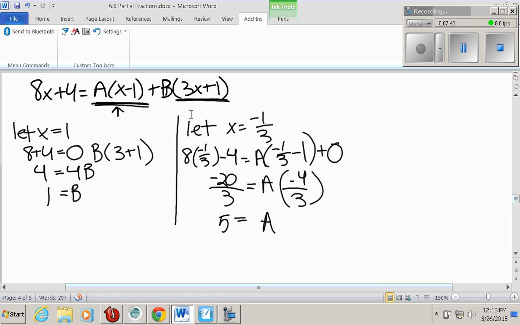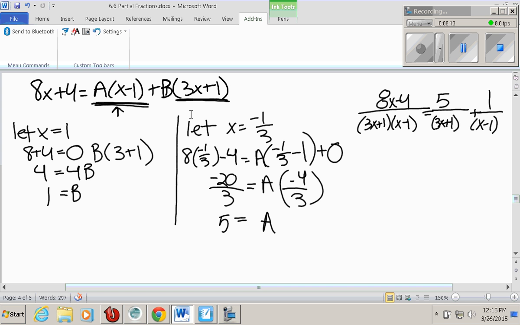So over here, we can go back to our decomposed fraction. Just plugging it in. And then our final results. We can't forget about the 2x plus 3 plus 5 over 3x plus 1 plus 1 over x minus 1.